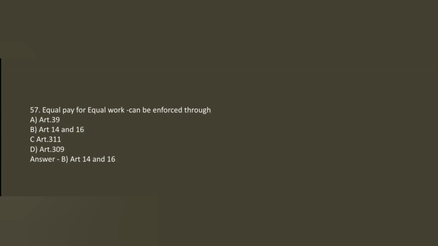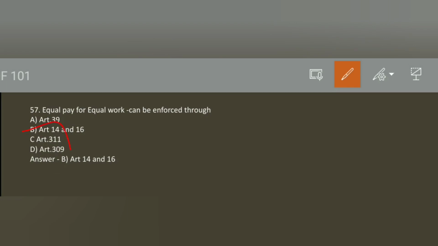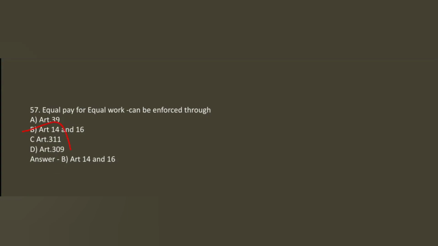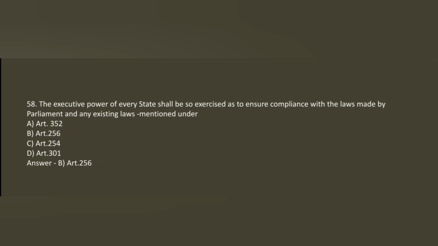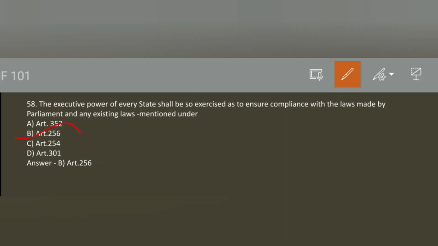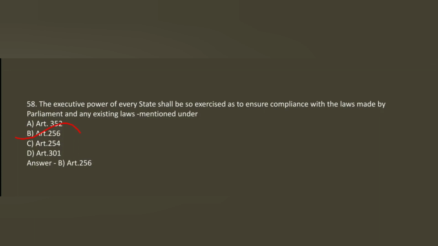Next question. Equal pay for equal work can be enforced through? Correct answer option B, Article 14 and 16 of Constitution of India. Next question. The executive power of every state shall be so exercised as to ensure compliance with the laws made by Parliament and any existing law, mentioned under? Correct answer option B, Article 256 of Constitution of India.